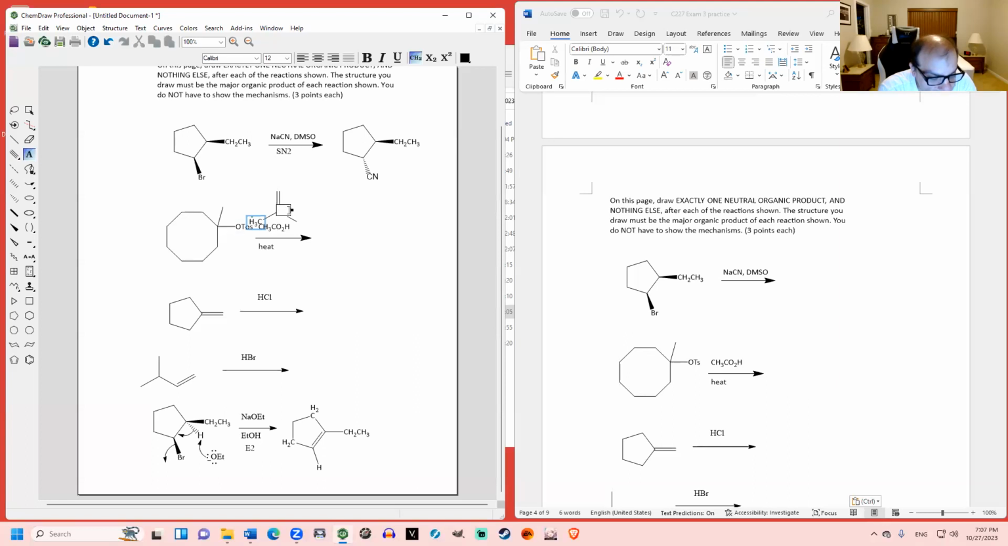It means acetic acid, C double bond O, OH. That's what CH3CO2H means. So we're treating it with a protic solvent and heating it, and there's nothing else present. Also, we have a tertiary substrate. Tertiary substrates like to make carbocations because tertiary carbocations are the most stable carbocations.